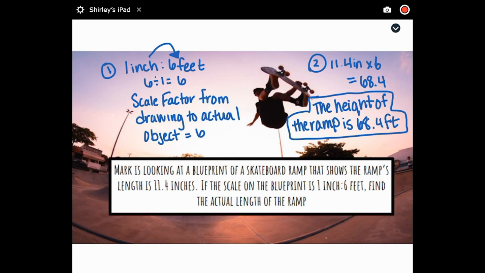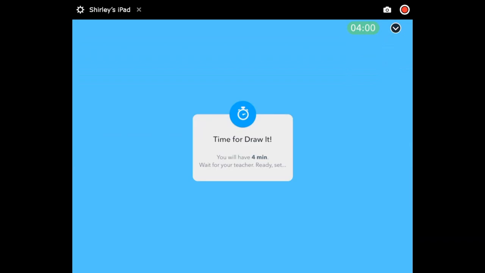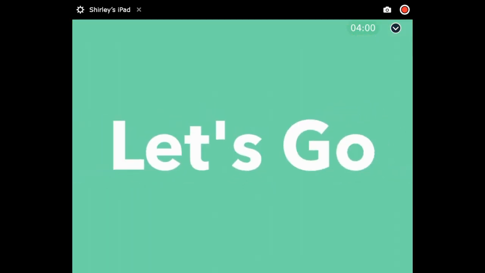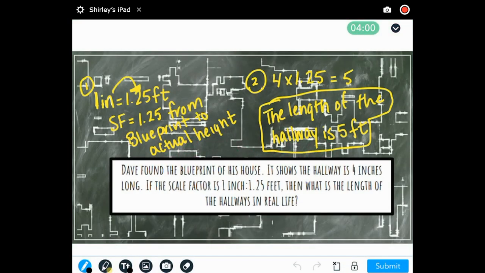All right, here's your next problem. Dave found the blueprint of his house. It shows the hallway is 4 inches long. If the scale factor is 1 inch to 1.25 feet, what is the length of the hallway? There's a typo in there. What is the length of the hallway in real life?